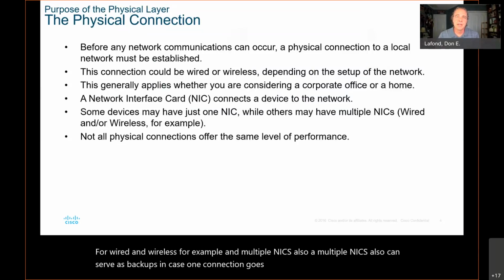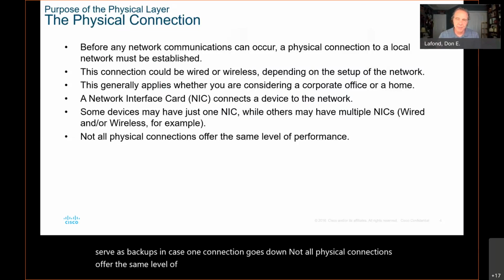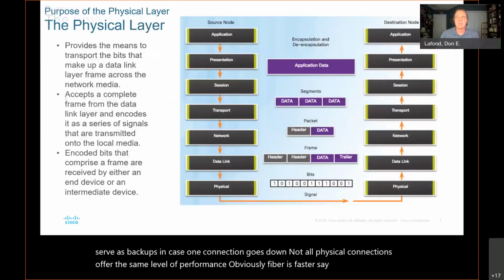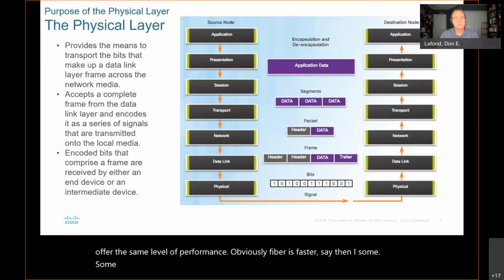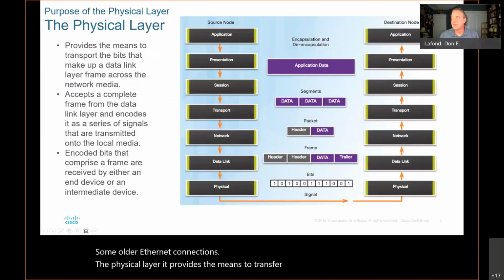Not all physical connections offer the same level of performance. Obviously, fiber is faster, say, than some older Ethernet connections. The physical layer provides the means to transfer the bits, the ones and zeros.